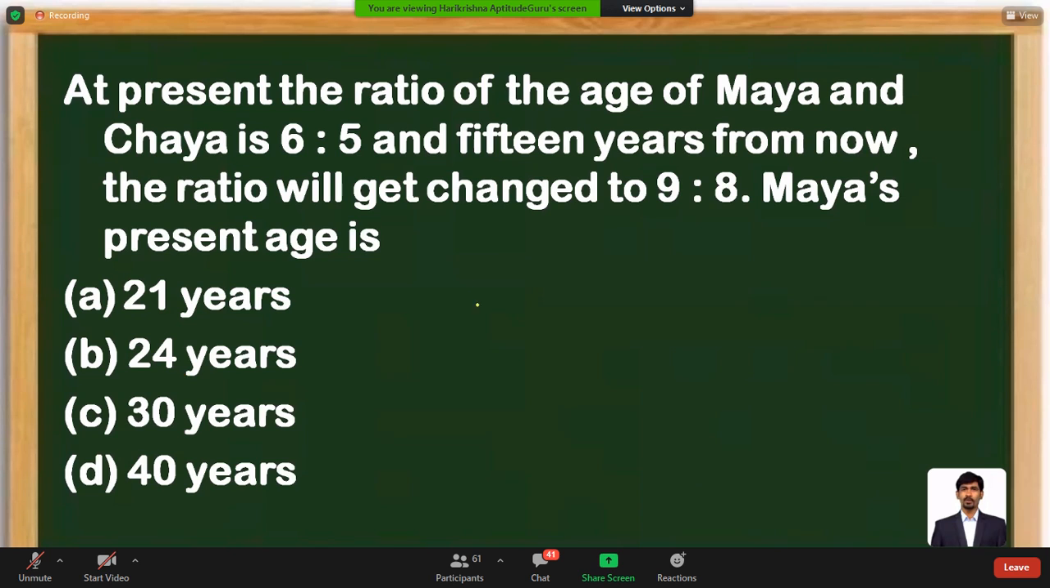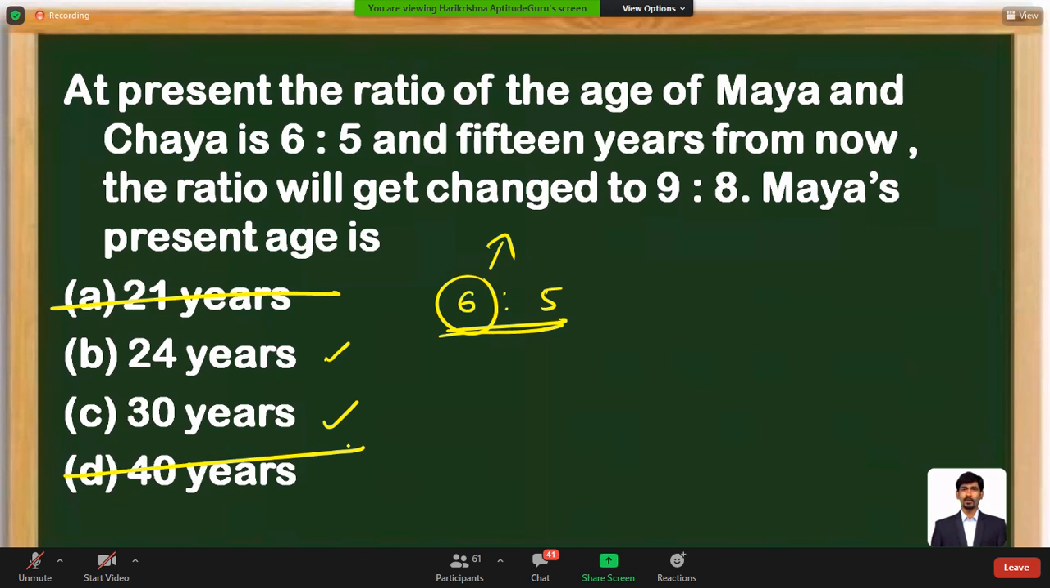What is a shortcut method? Maya and Chaya are in the ratio 6:5. Maya's age is a 6 multiplier. 24 is a 6 multiplier, 30 is a 6 multiplier, the remaining are not 6 multipliers. Eliminate those options.